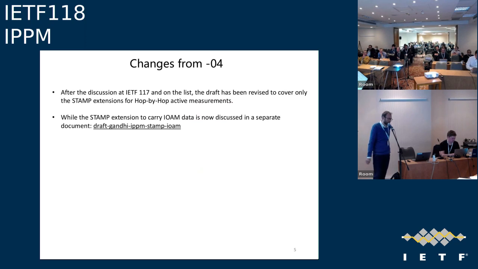Yeah, just the changes from the latest version. So we had some comments in San Francisco and on the list. The draft has been revised to cover only the STAMP extension, because in the first version we also covered the IOAM data extension, but now the IOAM data is covered by the draft that was presented previously. So we clearly separate the scope and focus only on the hop by hop extension here. Next slide.